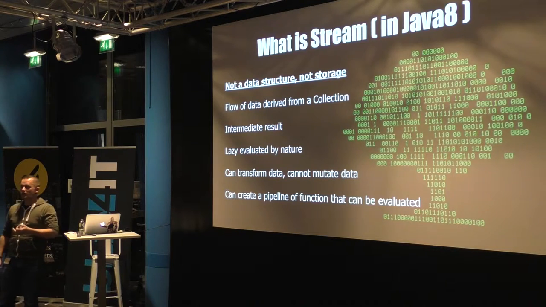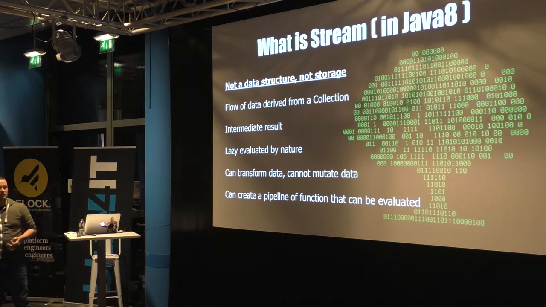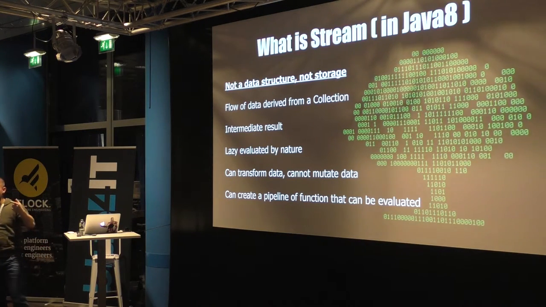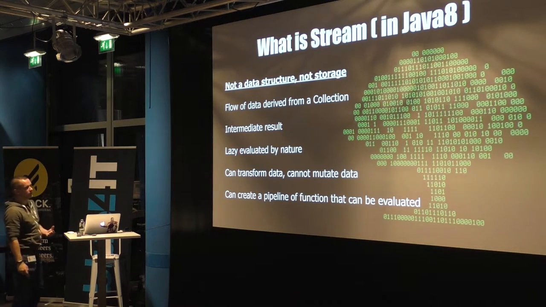A stream is used as an intermediate result. It can transform data, but it cannot mutate data. So you cannot set anything on the object you have. You can create a new object with it, because we can transform something, but we cannot mutate something.